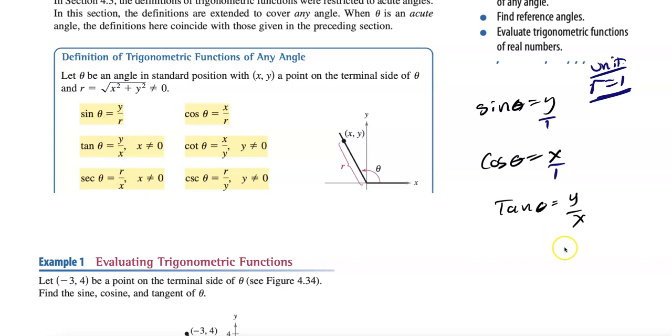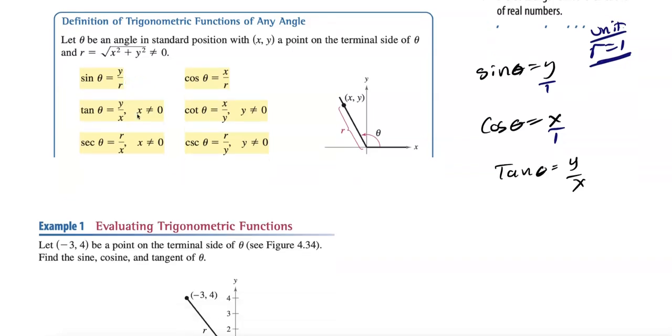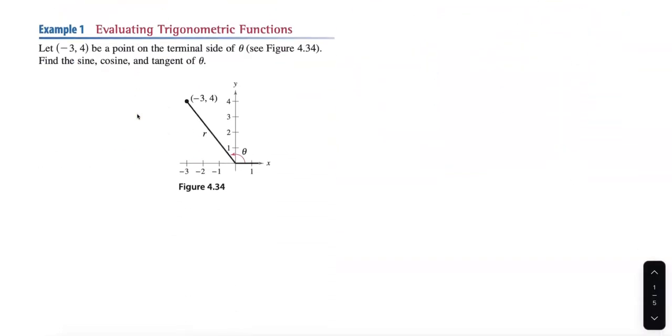And it doesn't affect tan because tan didn't do anything with the radius. It was just y over x. It was just opposite over adjacent. So that's the one difference. If you're doing it when it's not in the unit circle, you just got to divide your y and x values by r. So let's do an example real quick.